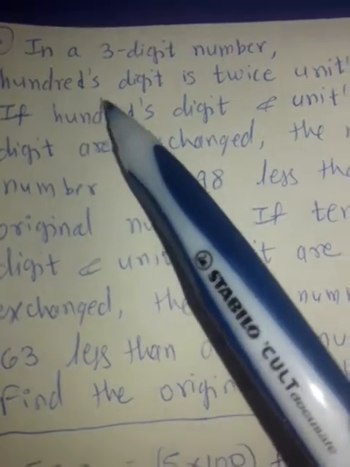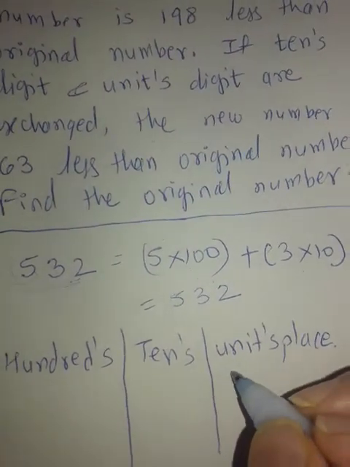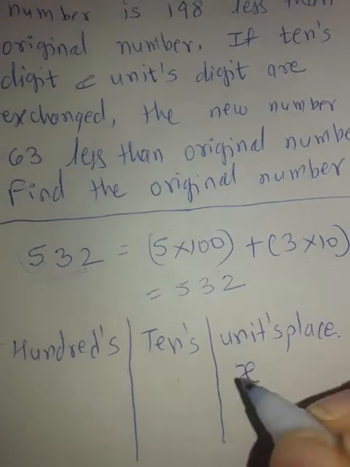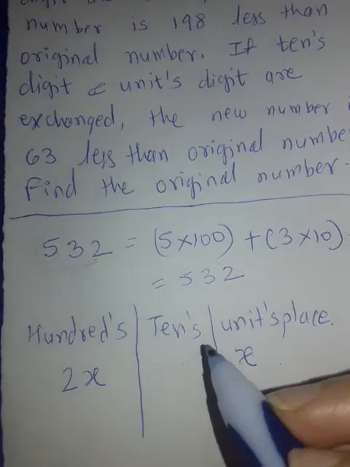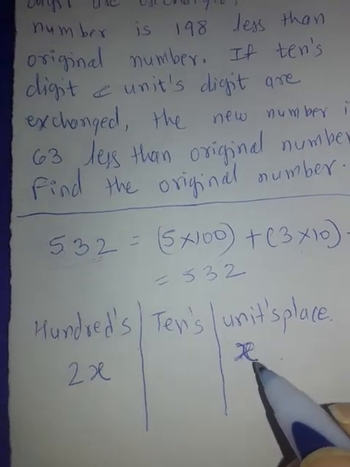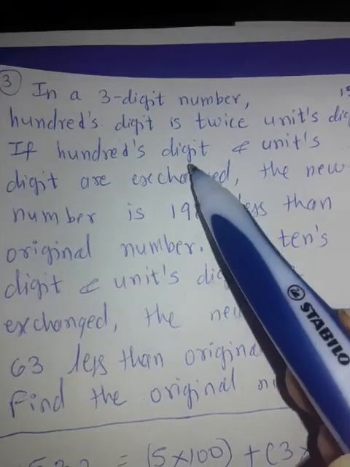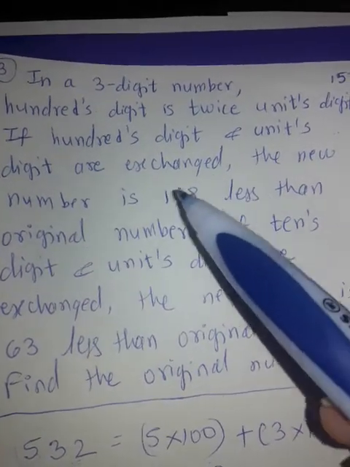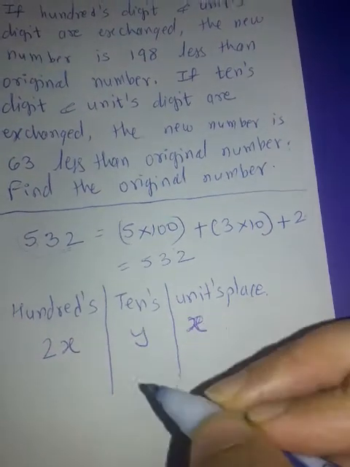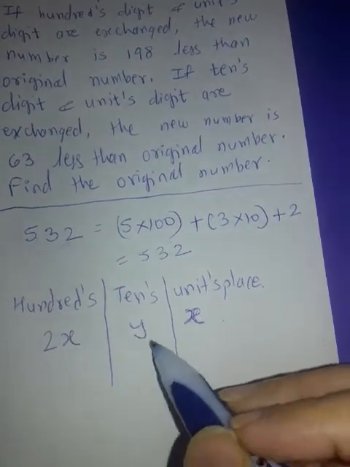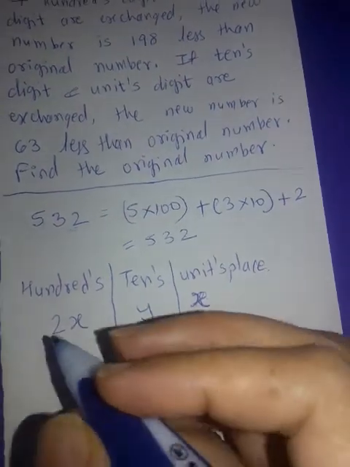They are saying hundreds digit is twice units digit. So if I assume units digit as x, hundreds digit will be 2x, isn't it? If units digit is x, because hundreds digit is twice the units digit. So if this is x, this is 2x. If hundreds and unit digits are exchanged, some other conditions. So for tens, I am going to assume y. So instead of assuming x, y and z, I am assuming 2x, y and x. So I am reducing number of unknowns.